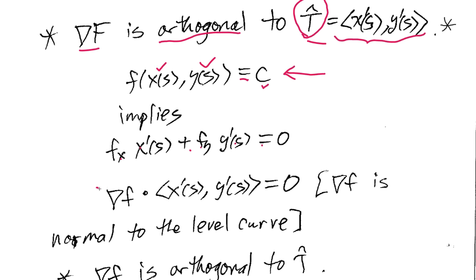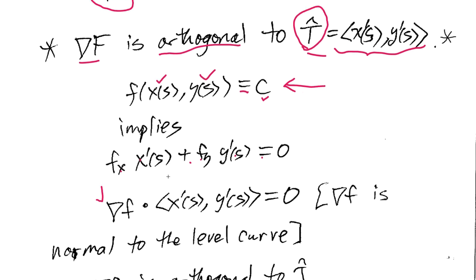Again, I can write this as a dot product also. So this is again for points on that curve. So this is just saying something you already know, that since their dot product is 0, and notice this is once again our t hat, this is just saying the gradient of f is normal to the level curve. We already knew that, but it's just saying it again.